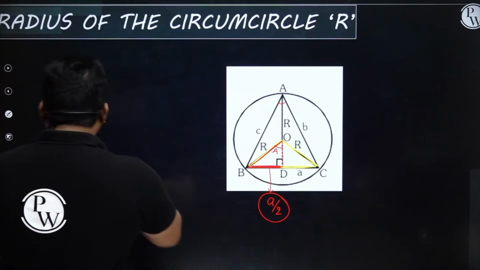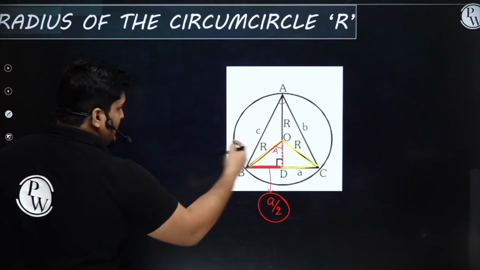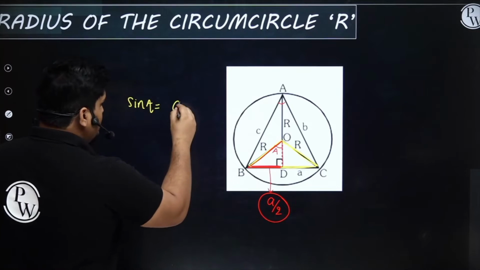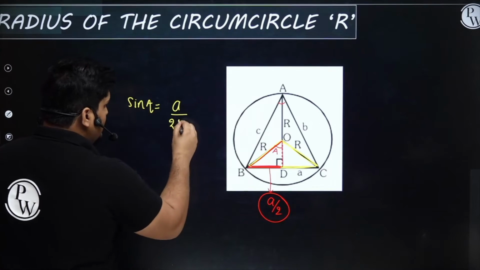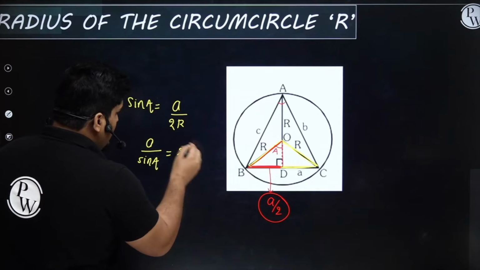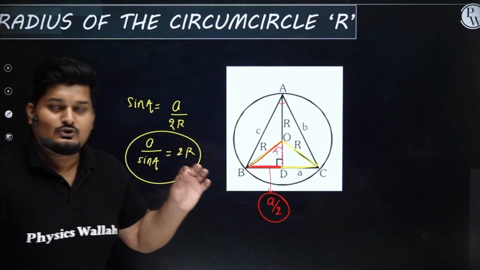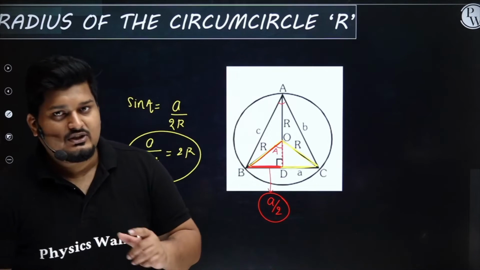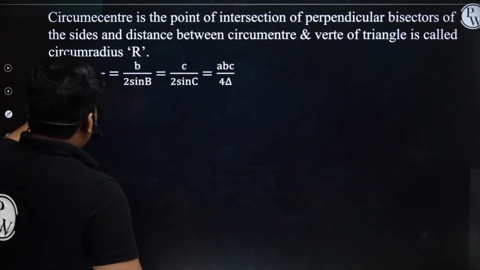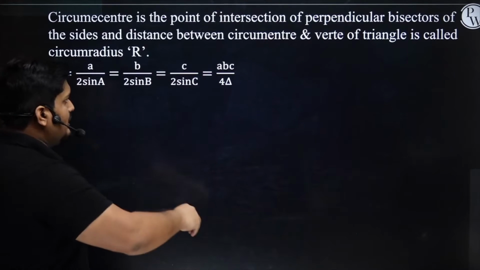So now we can use the formula. What will be sine A? Sine A will be equal to perpendicular, which is A upon 2, over hypotenuse R. So we get A upon sine A is equal to 2R, and that we had derived already. That result I've shown you in the first slide. You have to remember this as well. So A upon sine A will be equal to B upon sine B, C upon sine C, and also equal to ABC by 2 delta.